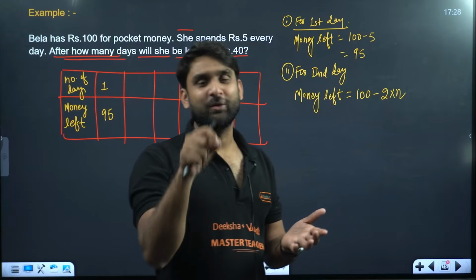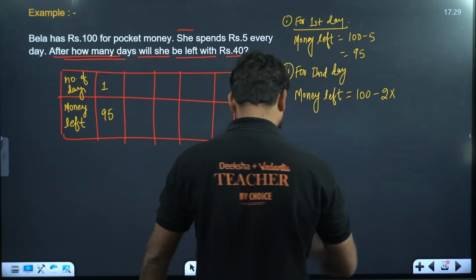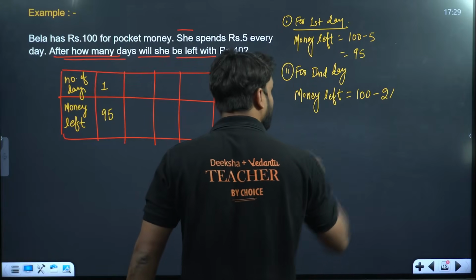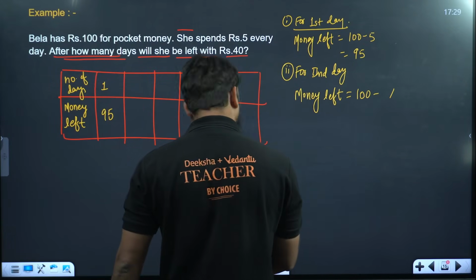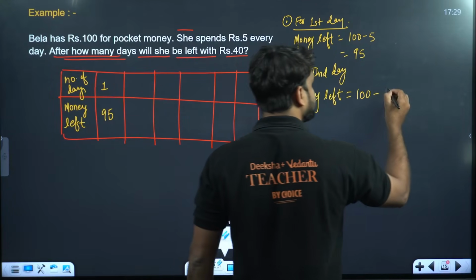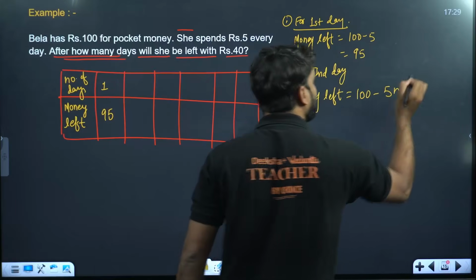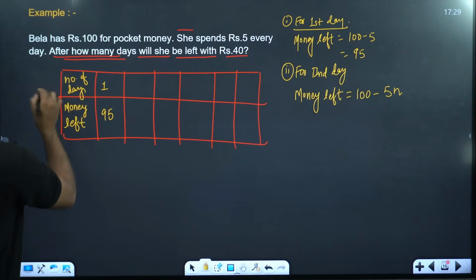2 into n means, so we can write here 5n also. Let's say I'm writing here 5n. We can also make this equation more impactful. Minus 5 into n, and n, let's say n is number of days.